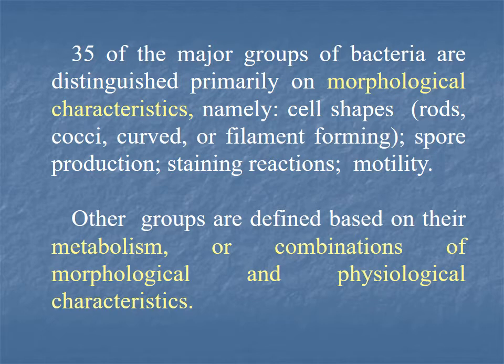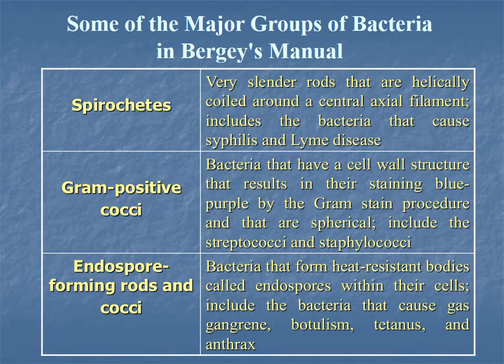35 major groups of bacteria are distinguished primarily on morphological characteristics, namely cell shape, whether rod, cocci, curved or filament forming, spore production, staining reaction, and motility. Other groups are defined based on their metabolism or a combination of morphological and physiological characteristics. And on this slide you can see some of the major groups of bacteria in Bergey's manual.